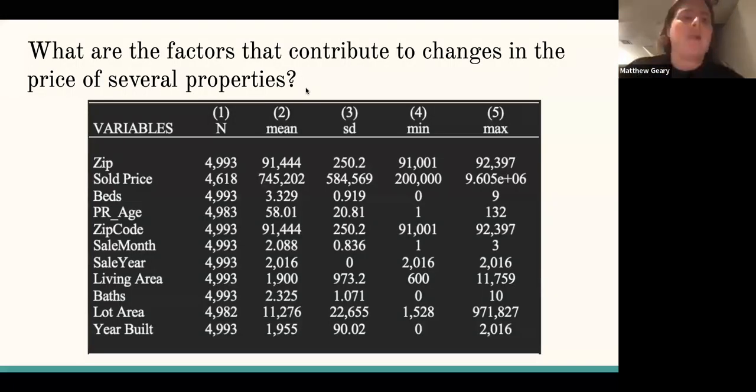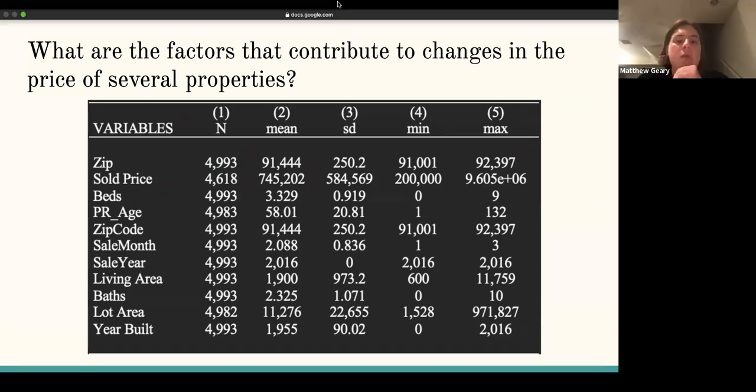So our problem question is, what are the factors that contribute to changes in the price of several properties? We had a list of them, and we were given several variables, of which I'll go into what is the X and what is the Y variable shortly. We had things such as zip code, sold price, beds, price age, sale month, sale year, living area, bath, lot area, and year built.